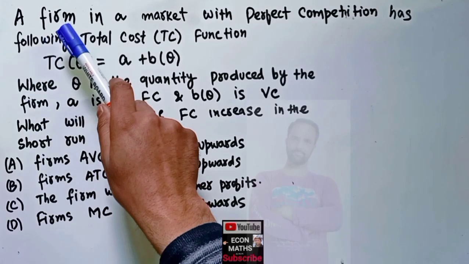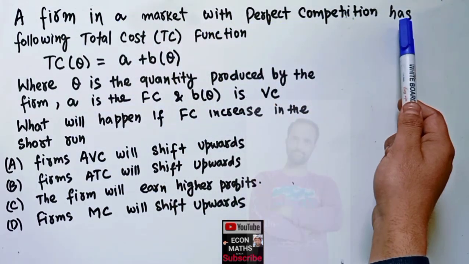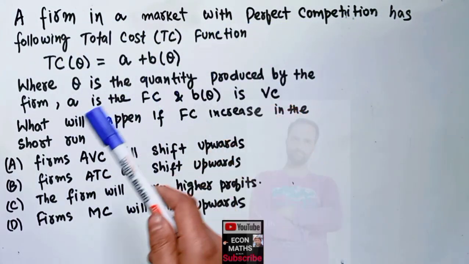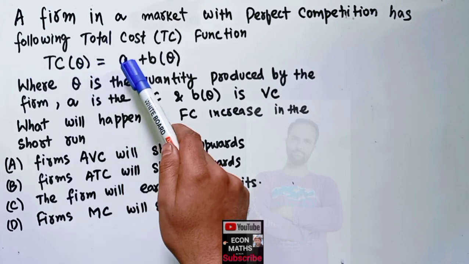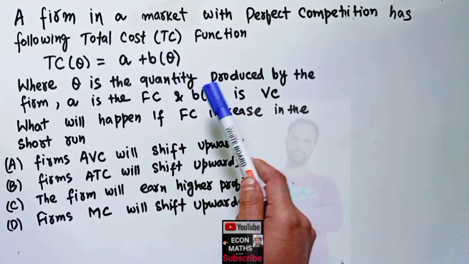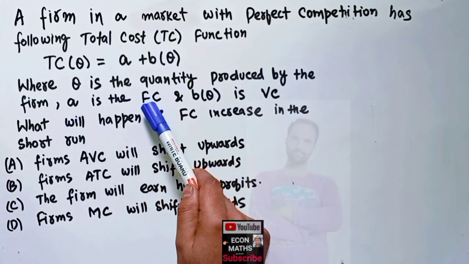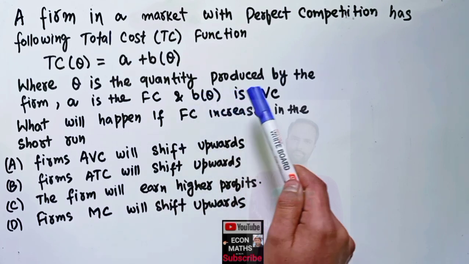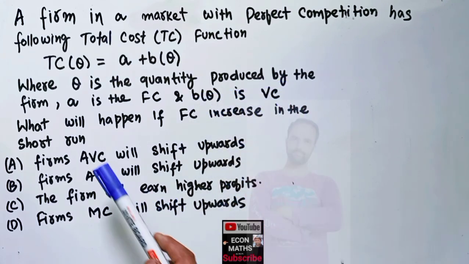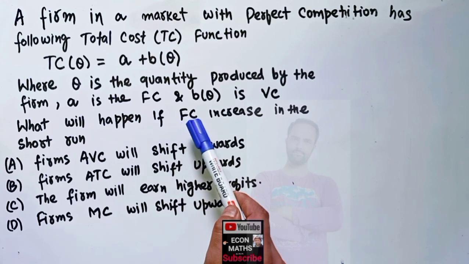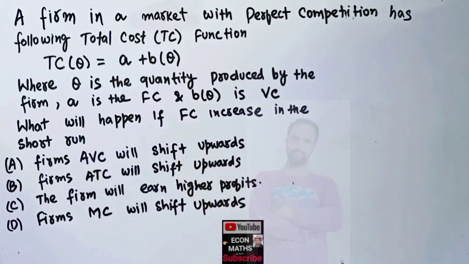The question is, a firm in the market with perfect competition has the following total cost function, that is TC equals A plus BQ, where Q is the quantity produced by the firm, A is the fixed cost, and BQ denotes the variable cost. What will happen if the fixed cost increases in the short run? The options are given. We need to find out the correct option.